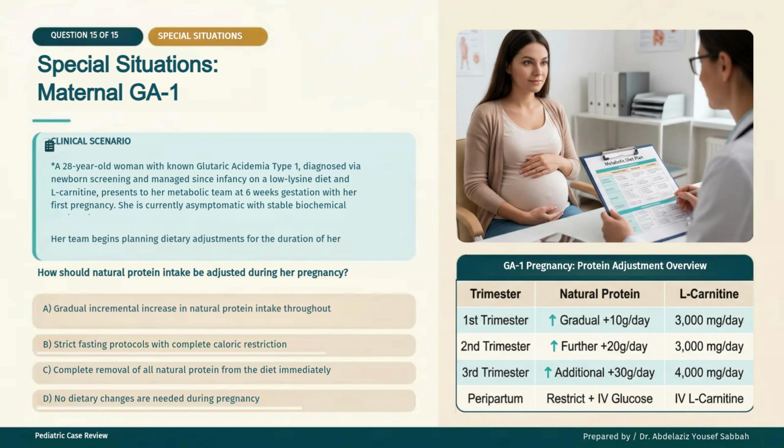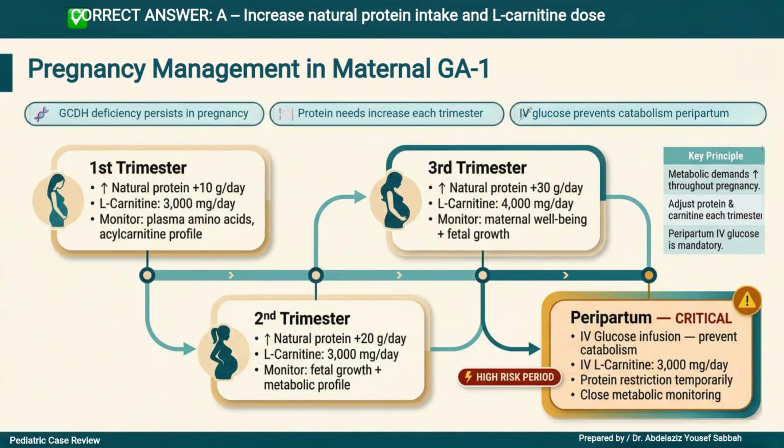Option A, gradual incremental increase in natural protein intake throughout each trimester. Option B, strict fasting protocols with complete caloric restriction. Option C, complete removal of all natural protein from the diet immediately. Option D, no dietary changes are needed during pregnancy. The correct answer is option A.